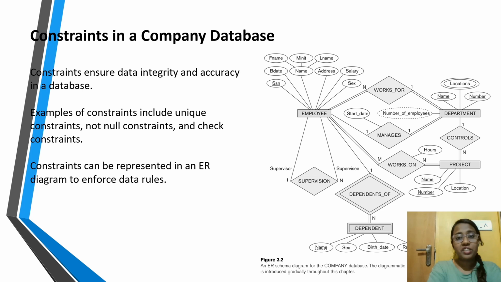The next one is constraints in a company database. Constraints ensure data integrity and accuracy in the database. Examples of constraints include unique constraints, not null constraints, and check constraints. Constraints can be represented in a diagram to enforce data rules. We can also see some of the constraints in this ER diagram.